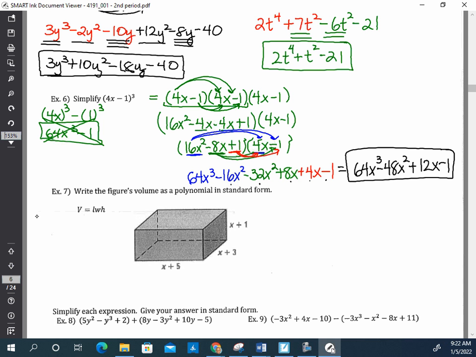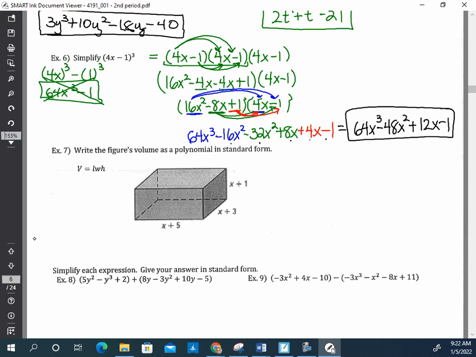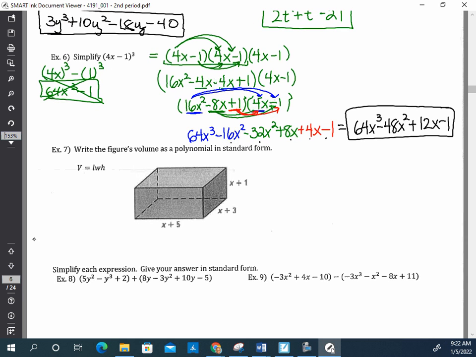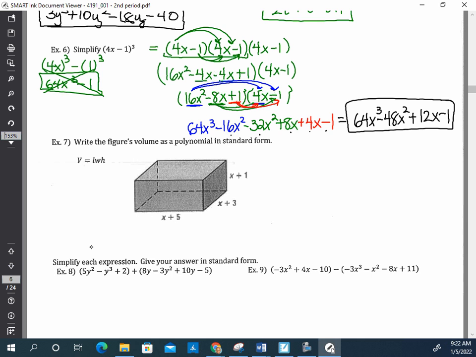All right. So let's do number 7 and we'll get to a break. Write the figure's volume as a polynomial in standard form. So here we have a rectangular prism. We have a box. The volume is length times width times height. So here's your length, here's your width, here's your height.